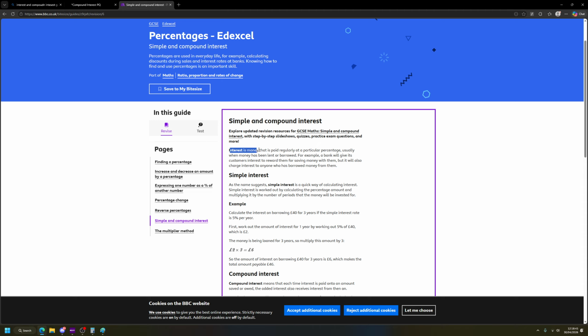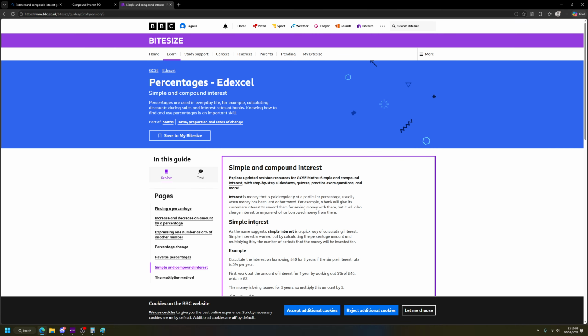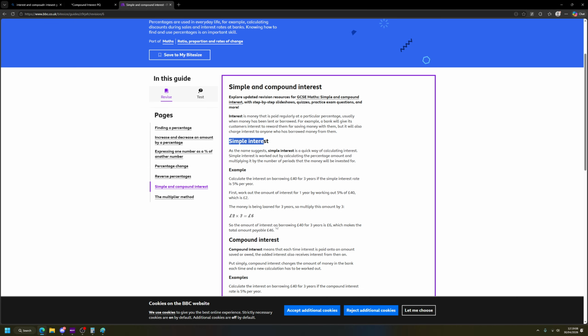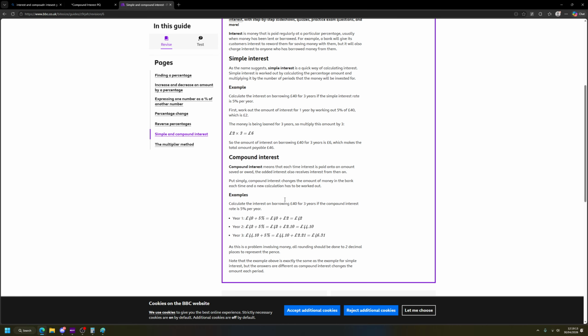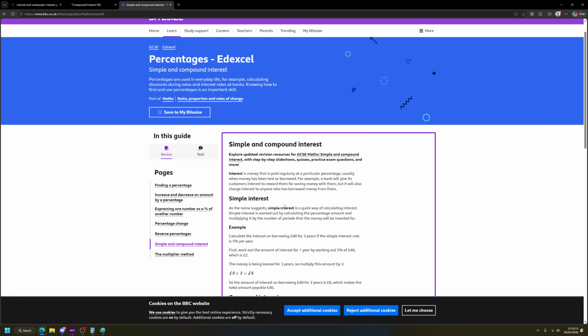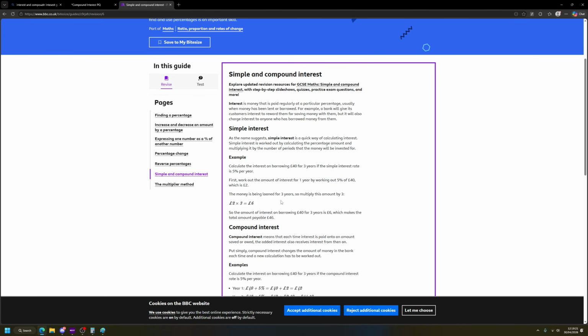I'll explain it badly. Interest is money that is paid regularly at a particular percentage. Blah blah blah. This is unnecessary. All you need to know is the numbers, right? It's just maths. You don't need to know the backstory. Anyways, simple interest is, yeah. So to put it simply, ha ha ha, simple interest. These explanations are low key kind of wrong. These are wrong explanations.